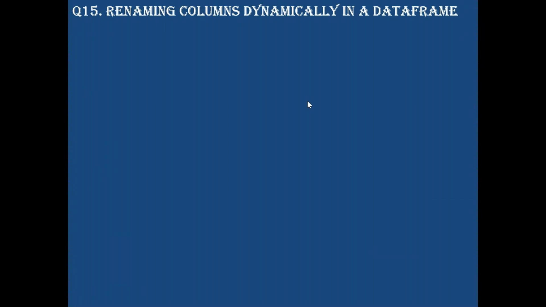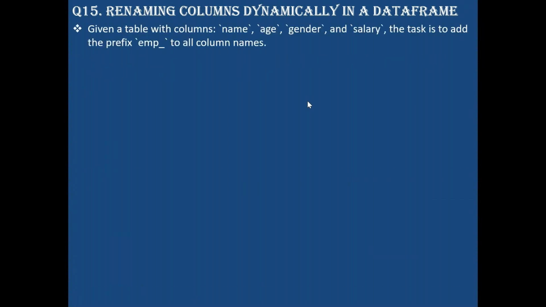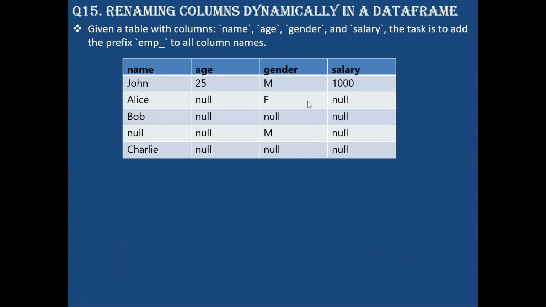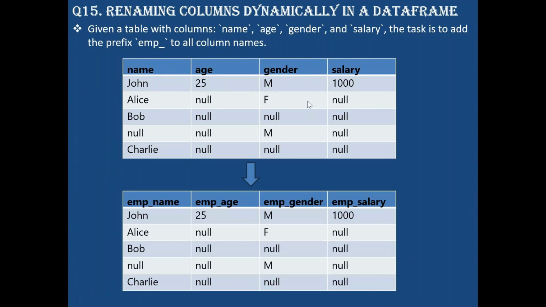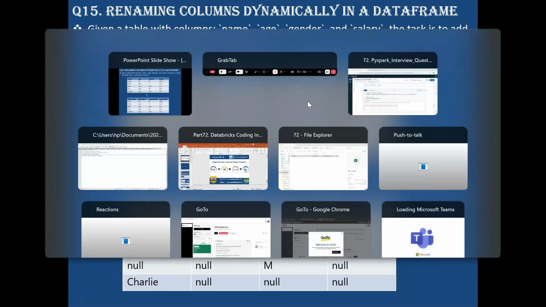Okay, that is what let me show you. You have name, age, gender, salary. This is the input data we have, and this is question number 15, rename columns dynamically in a data frame. You need to rename these columns to employee_name, employee_age, employee_gender, employee_salary. How can you make it dynamic? Let me show you. It is also very simple.